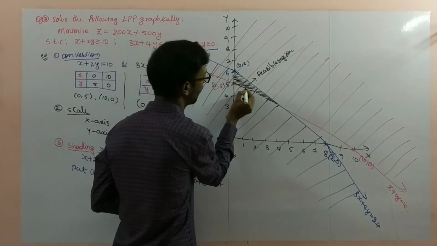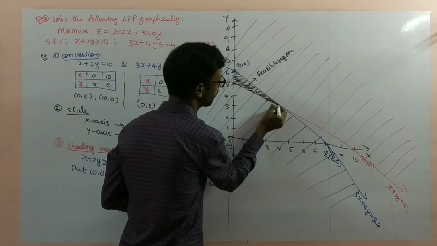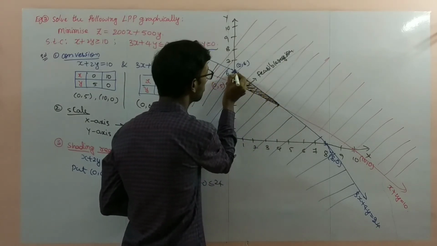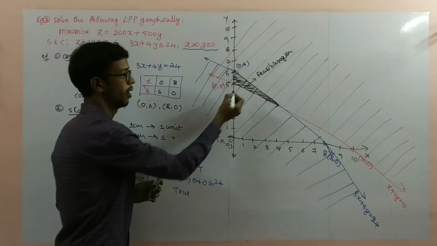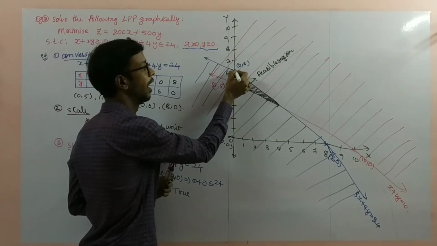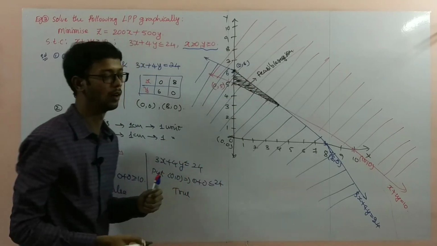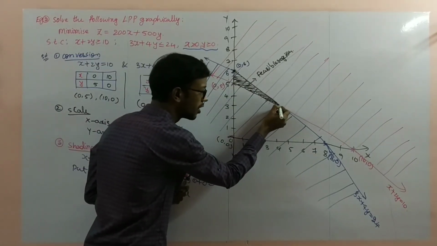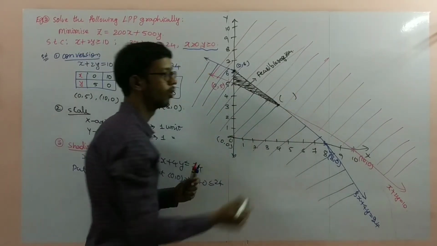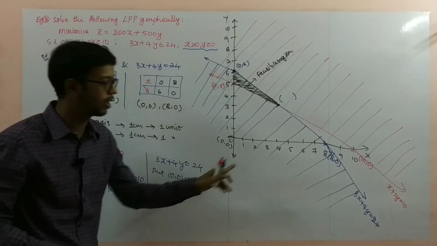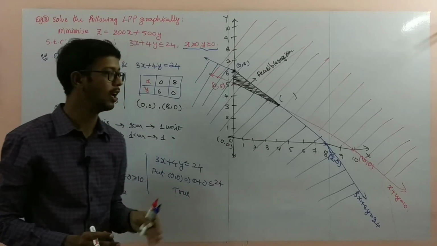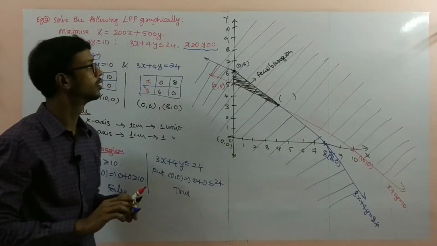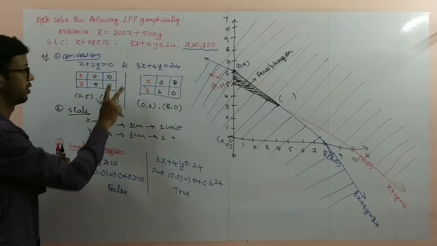So what is the boundary here? What are the corner points? Corner points are 0 comma 5, this is also a corner point 0 comma 6, and the intersection point. This point we have to find. If you draw a proper graph, by the x-axis you get the x value and by the y-axis the y value, but this is not a proper diagram.